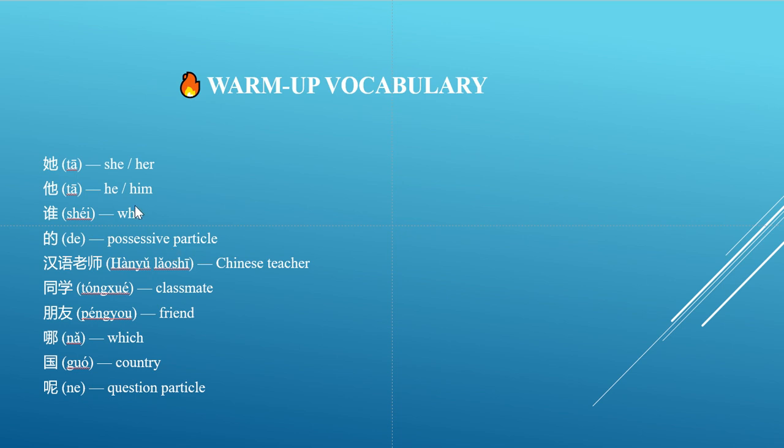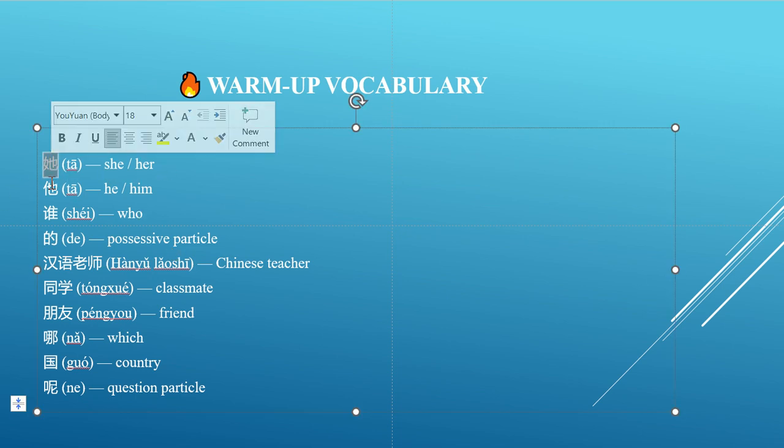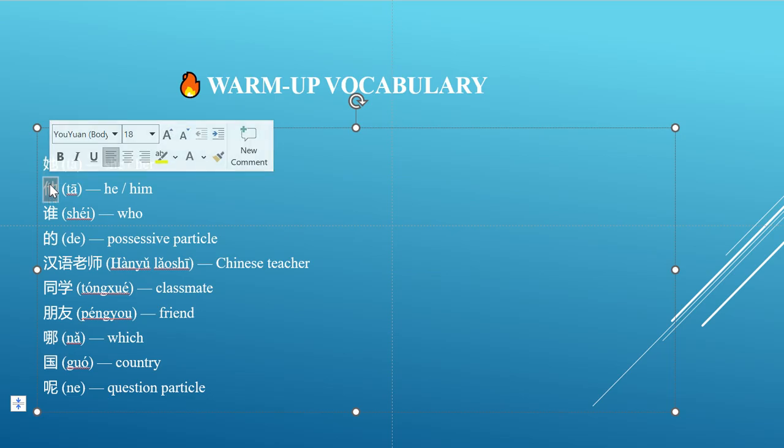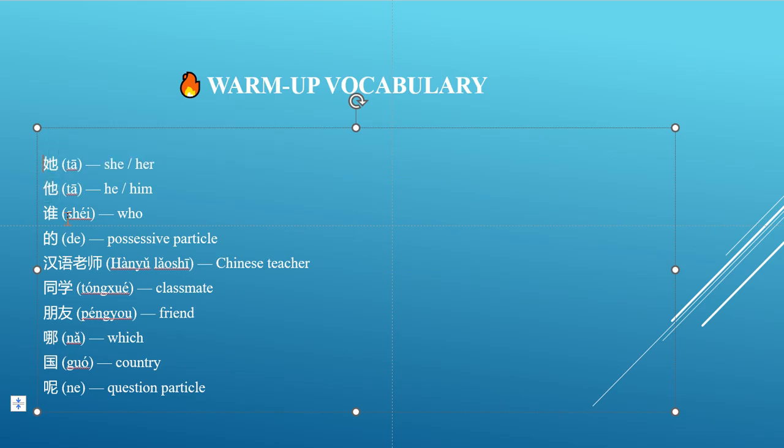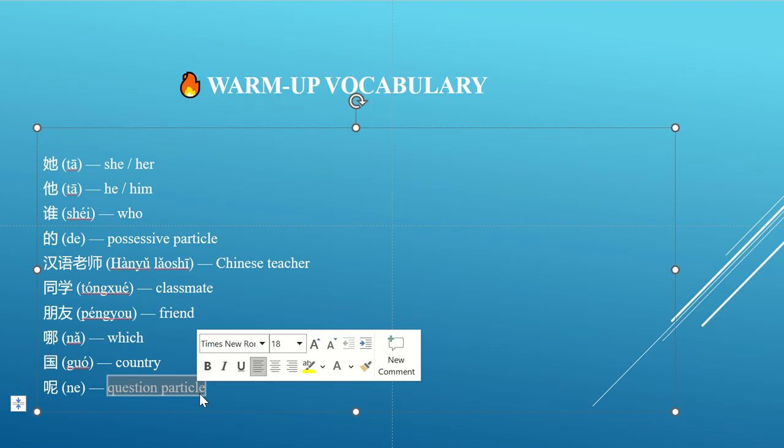Also, you can see from here, 她, she, her. This one 他 and this one 她 is different. Their characters are different. 谁 means who. 的, the possessive particle. And 汉语老师, Chinese teacher. 同学, classmate. 朋友, friends. 哪, which. 国, country. 呢, this is the question particle.